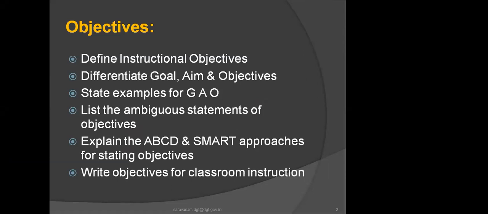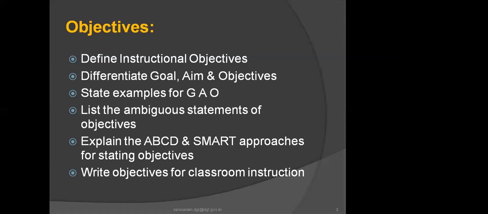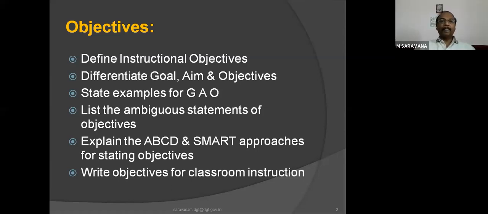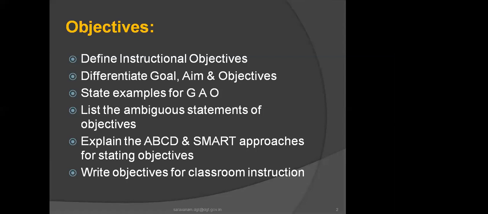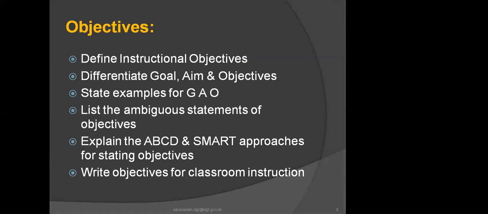So with that, we aimed to achieve all these objectives. That is, define instructional objectives and differentiate the goal, aim, and objectives. Goal is the broad ambition, aim is the intention, and objective is the intended outcome. And some statements as examples for goal, aim, and objectives we learned. And list the ambiguous statements also we have learned. Any doubt? And the ABCD approach, what it means with examples, and the SMART approach with some examples, and writing objectives for classroom instruction.